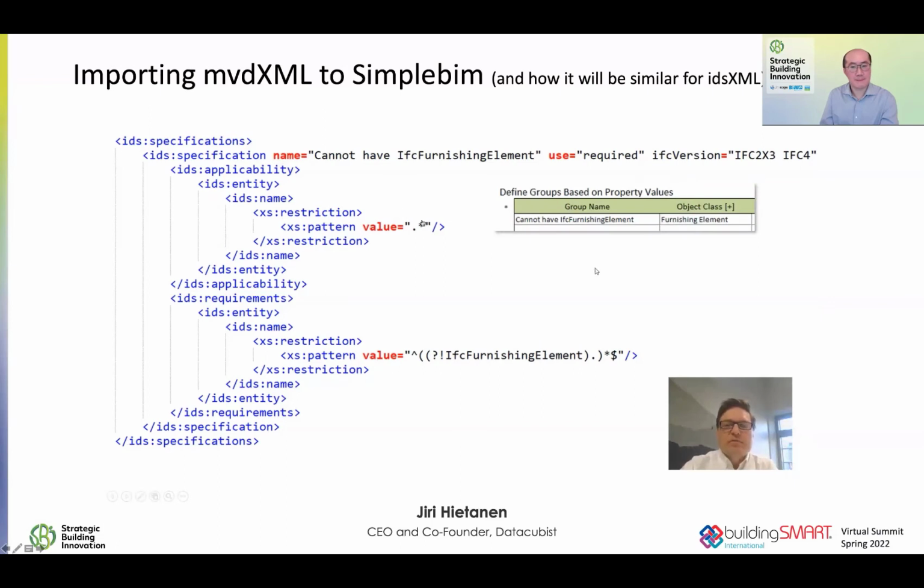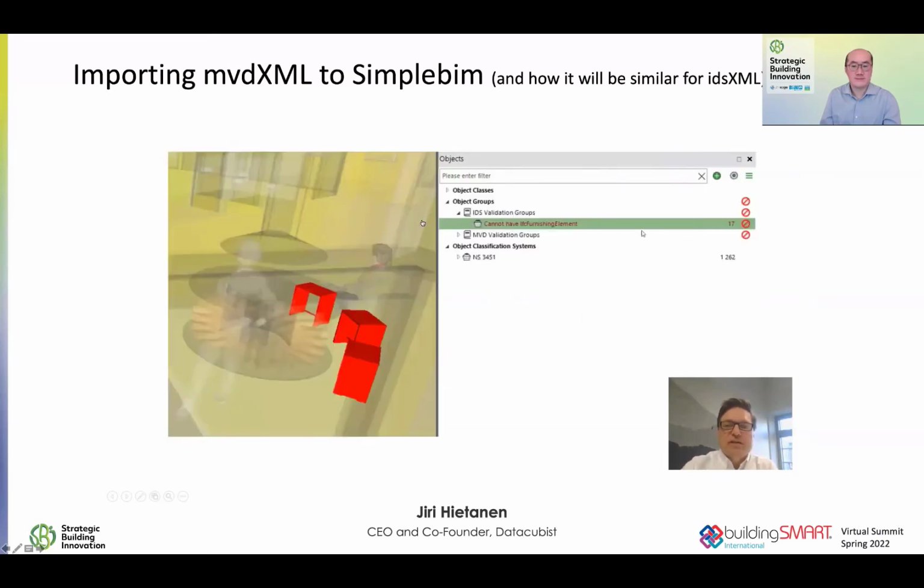So first, we generate a group that contains all the furnishing elements. And then we set a rule that this group must be empty. So this is doing the same thing as this IDS definition in the background. And in SimpleBIM, it will look like this. So this model has 17 furnishing elements. It shouldn't have any. So this is flagged as a problem.